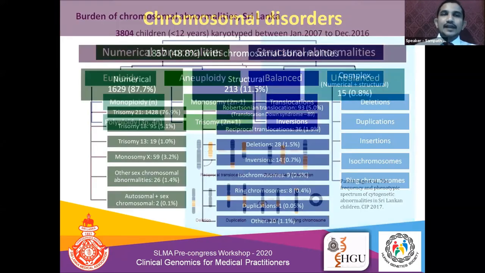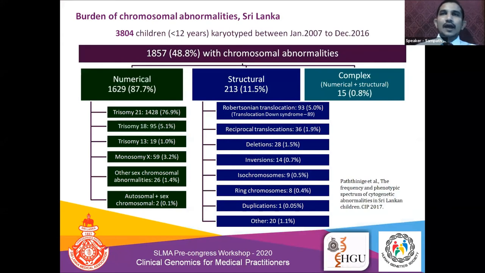In the next few slides, I'll be talking about our experience in the human genetics unit, where we studied the epidemiology, the pattern, and the types of the chromosomal abnormalities. So in this study, we analyzed the data for 10 years of about 3,800 children. And interestingly, you can see about 50% of these children who are referred for karyotyping had chromosomal abnormalities.